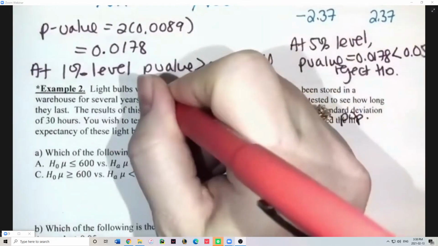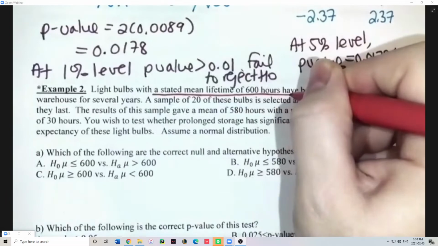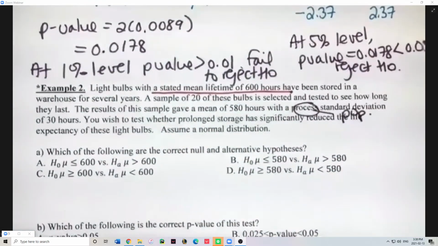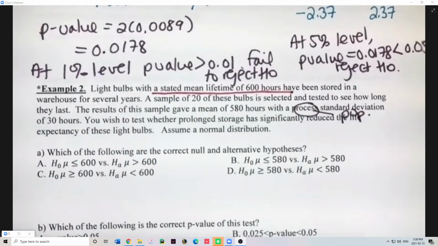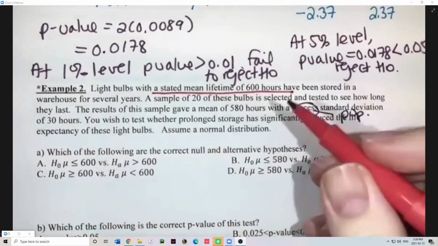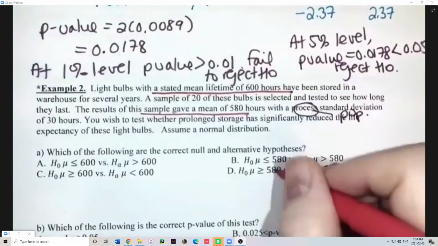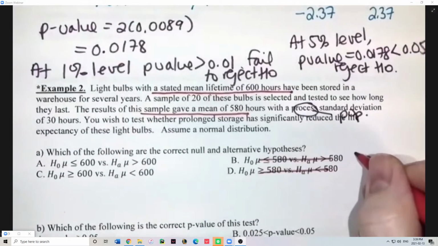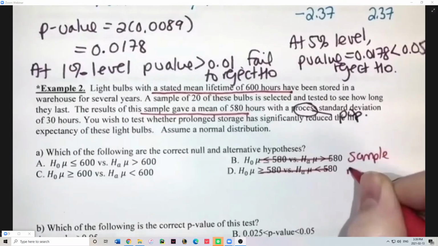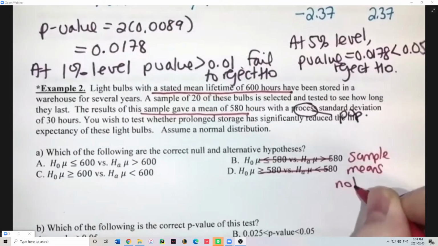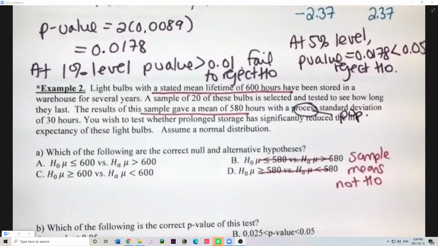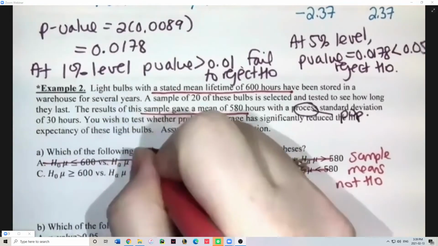Okay, so it says the stated mean lifetime is 600 hours. So that's what we're looking at in terms of the hypotheses. So we don't want to look at the sample mean. The sample mean is 580. So these are wrong because these are sample means. So they can't be H naught if they're sample means. And we want to see if it's significantly reduced. So that means our HA has to be a less than or reduced. So that means it's C.